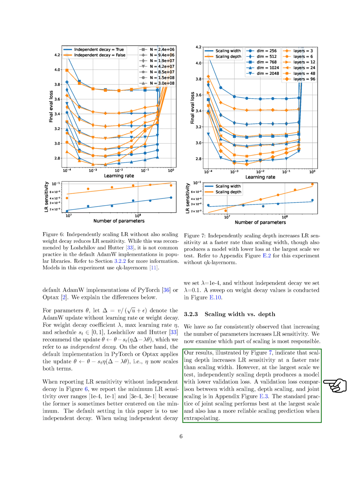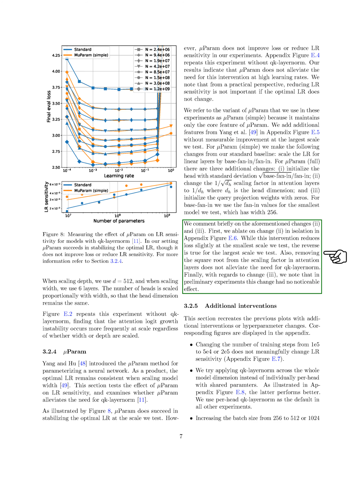However, at the largest scale we test, independently scaling depth produces a model with lower validation loss. We've also tested the effect of the mu parameter on learning rate sensitivity. While the mu parameter does stabilize the optimal learning rate at the scale we test, it does not improve loss or reduce learning rate sensitivity in our experiments. In conclusion, we've found that mitigating output logit divergence and adjusting learning rate sensitivity can improve the stability of large models. We've also found that scaling depth can produce a model with lower validation loss at the largest scale we test.